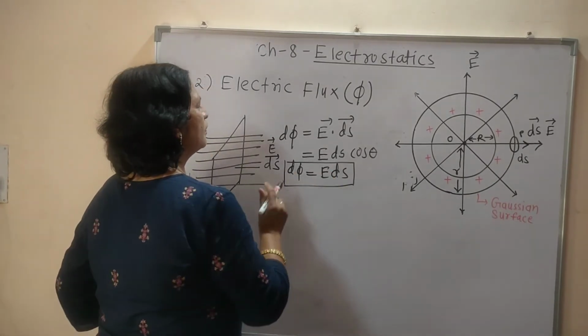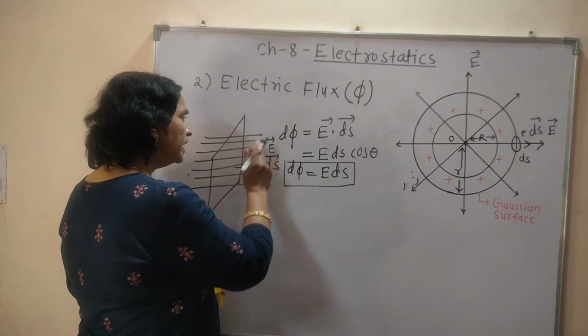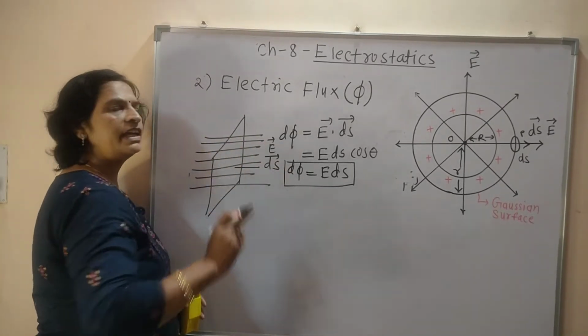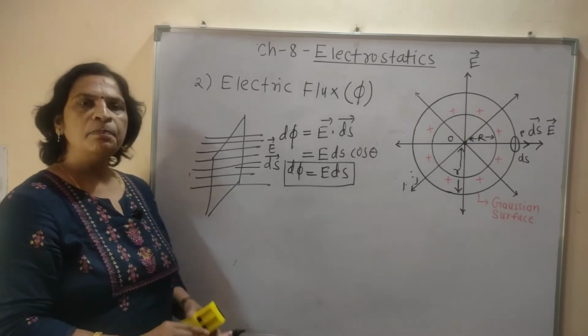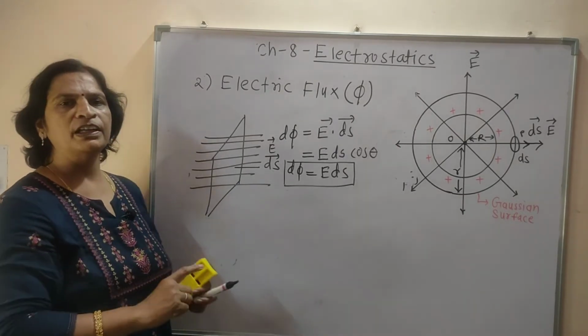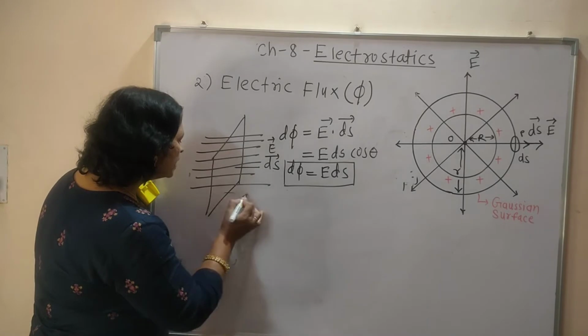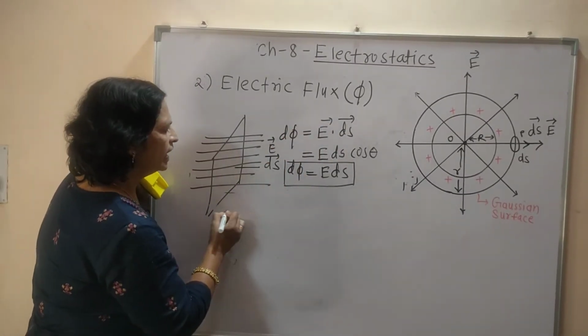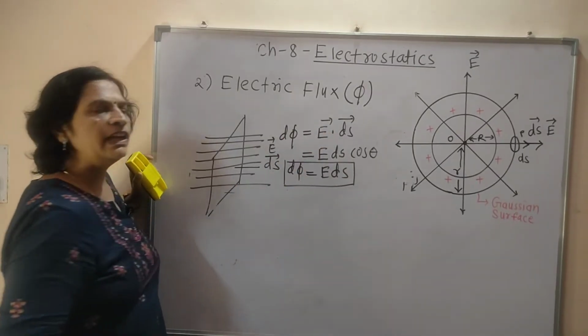Okay. And therefore the dφ, that is the flux, is related to the area vector dS. We can increase the flux by using two different methods. If we increase the number of field lines, that means we increase the intensity. At that time, the flux will increase.